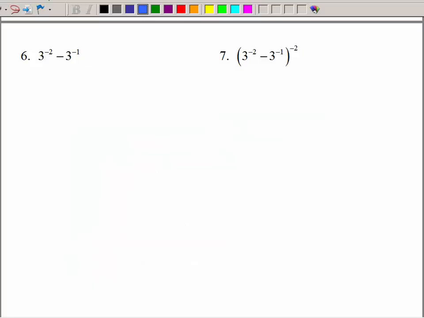Now let's start getting a little bit more complicated. Do we have any rules about exponents being subtracted, like bases being subtracted? No, we don't. We only have rules of when the same base is being multiplied, or the same base is being divided, or we have a power raised to a power. So this doesn't fit any of those categories.